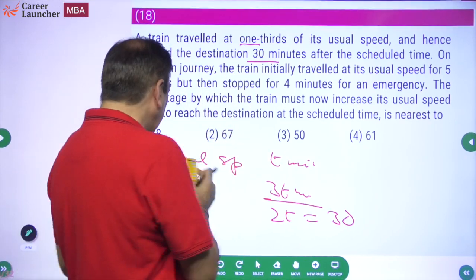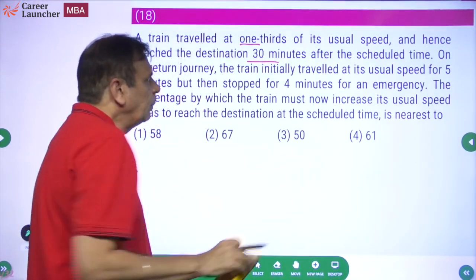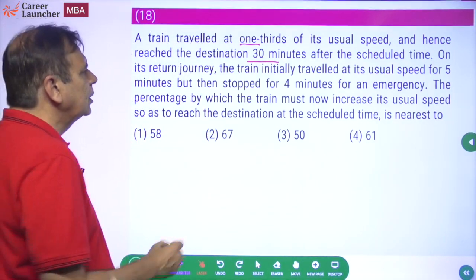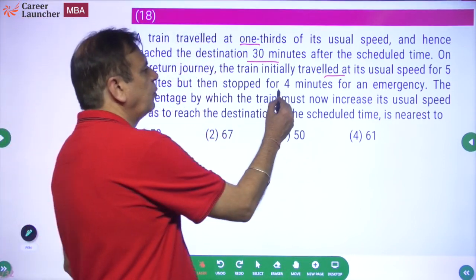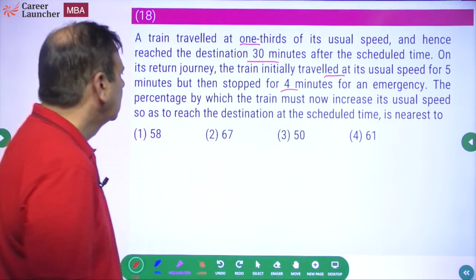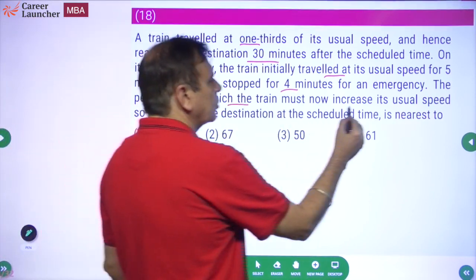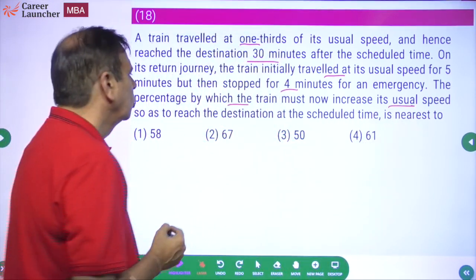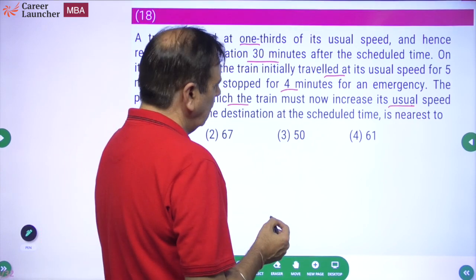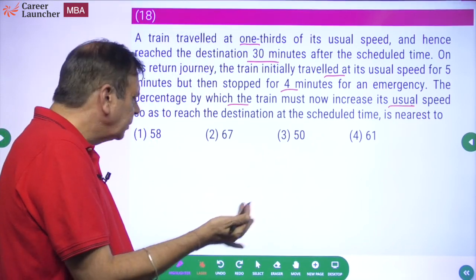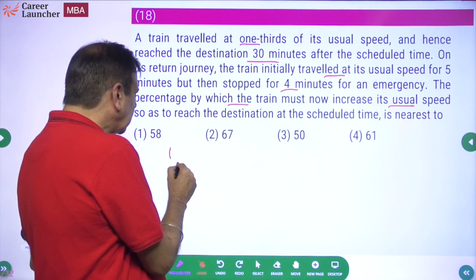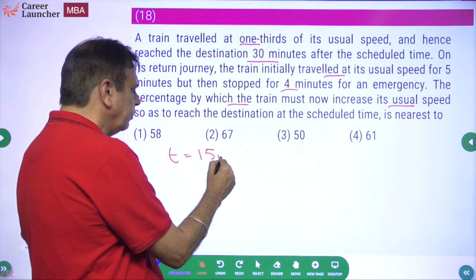I hope this is clear. The basics of ratios is what I am just repeating. On the return journey, the train initially traveled at its usual speed for 5 minutes, then stopped for 4 minutes for an emergency. The percentage by which the train must now increase the usual speed so as to reach the destination in the scheduled time. Okay? आधा काम तो कर ही लिया हमने. What is the normal time? Normal time is 15 minutes.